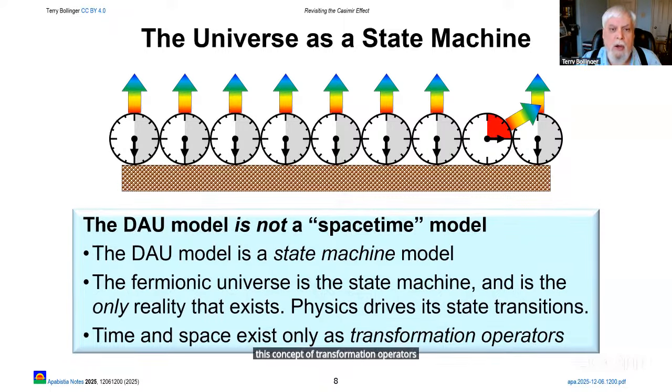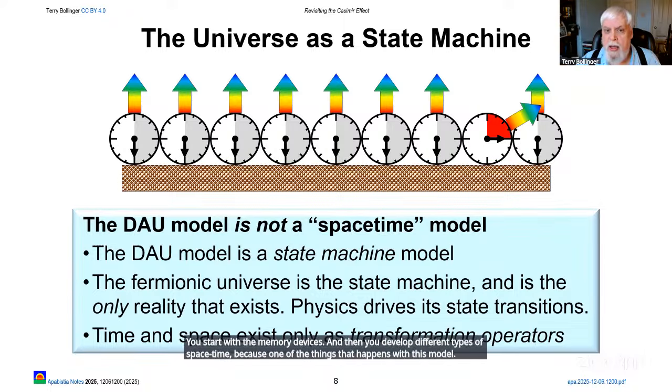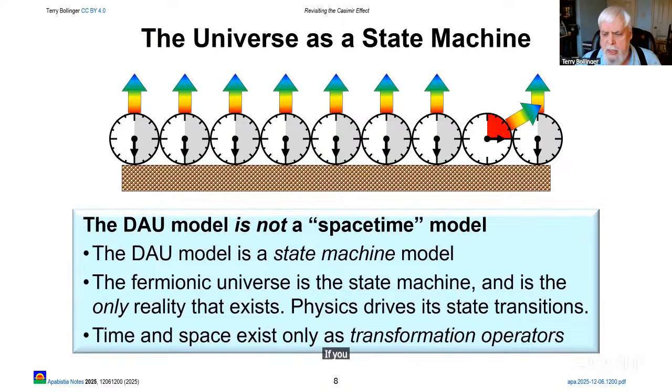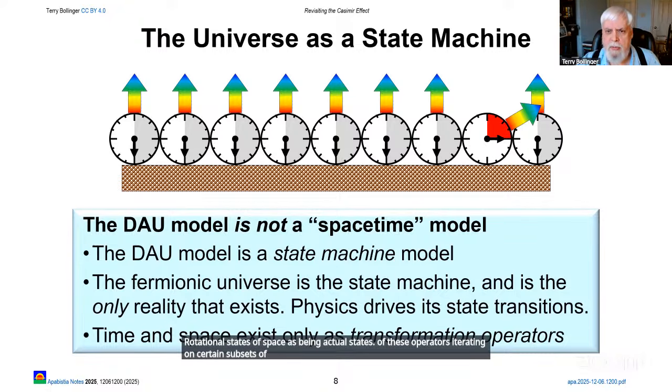There's a lot of power in that model. If you think of it as flipping things upside down a bit, you start with the memory devices, and then you develop different types of space-time, because one of the things that happens with this model is you have more than one version of space-time. If you go back through some of my previous presentations, I've talked about things like the rotational states of space as being actual states of these operators iterating on certain subsets of the memory.